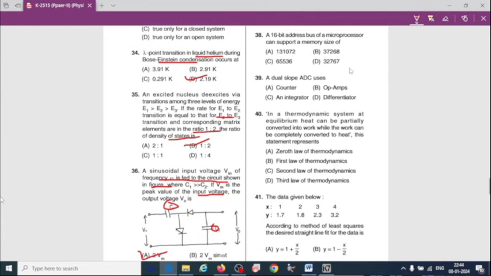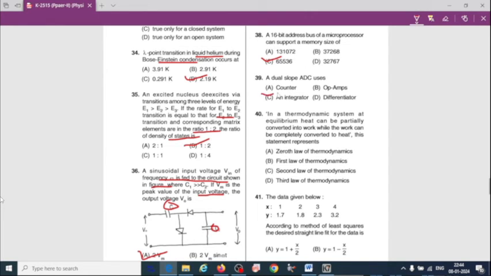A 16-bit address bus of a microprocessor can support a memory size of option C, 65536. A dual slope analog ADC uses option C, an integrator.